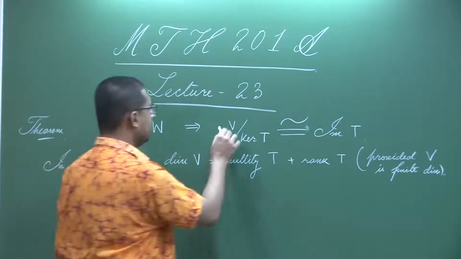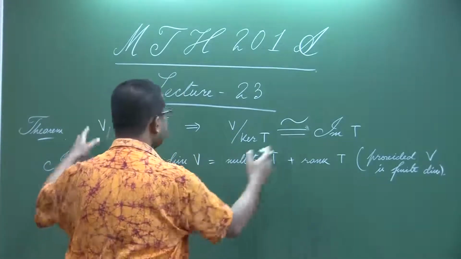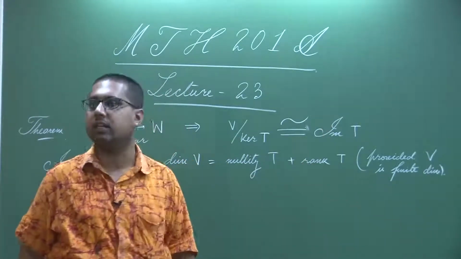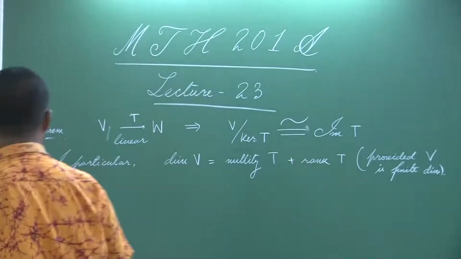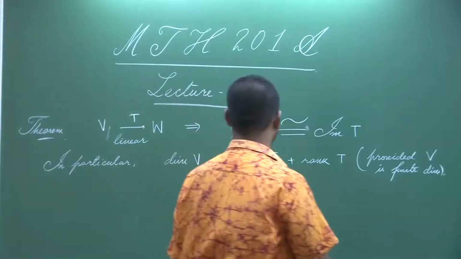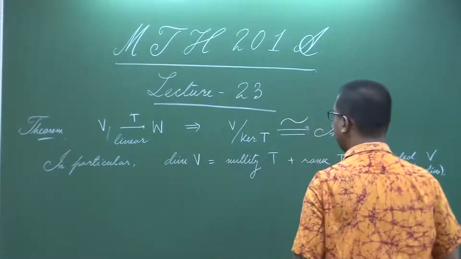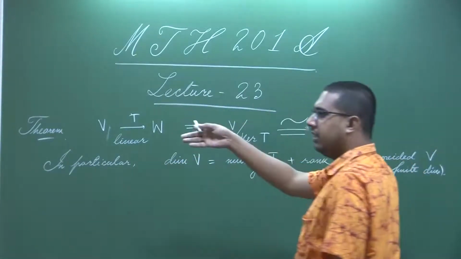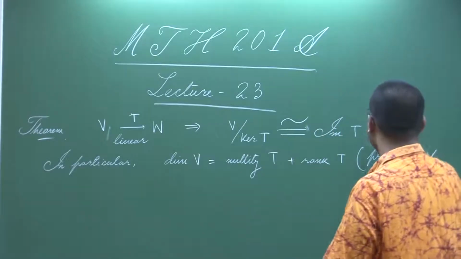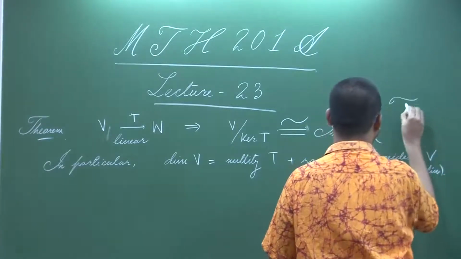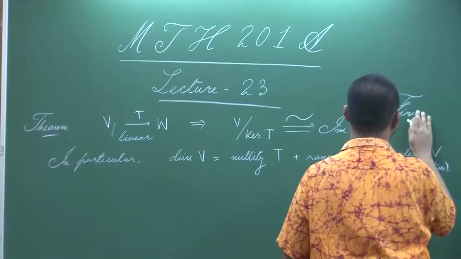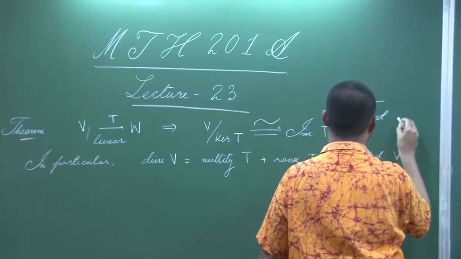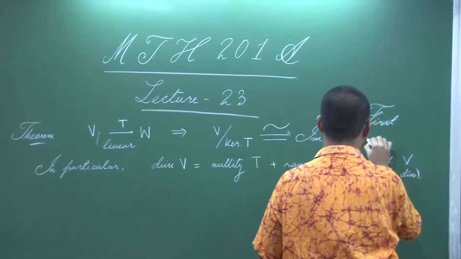As I said, the theorem does not require the assumption that V is finite dimensional. It holds for any two vector spaces. The conclusion is that the quotient by the kernel is isomorphic to the image. We usually refer to this as the first fundamental theorem of linear transformations, or the first isomorphism theorem.